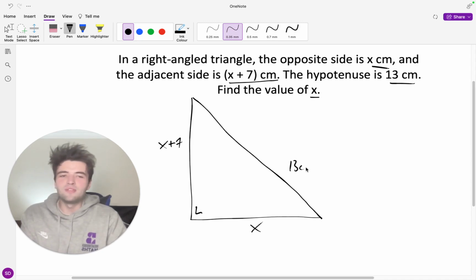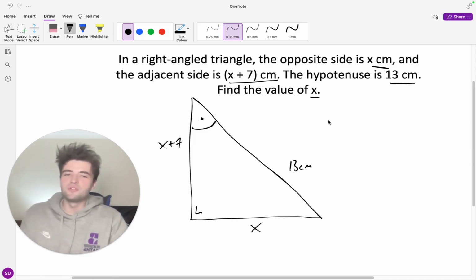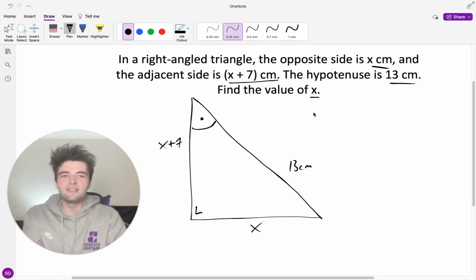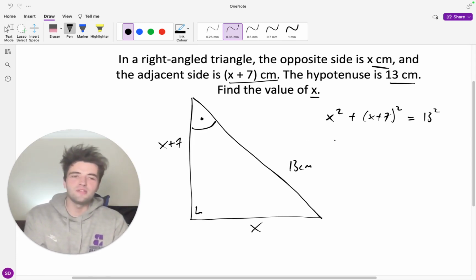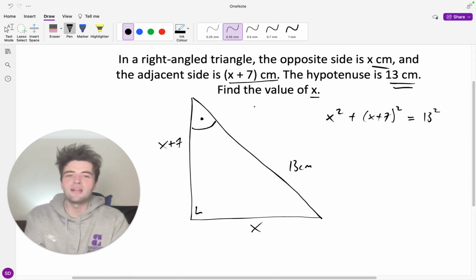And now technically, because we have the knowledge that x is the opposite, we would have an angle in here which x is opposite to, but that's not too important once we draw a triangle correctly. And we basically know that based on the question, this is going to satisfy Pythagoras' theorem. So we're going to have that x squared plus (x plus 7) all squared is going to be equal to 13 squared. So this is based on Pythagoras' theorem, again because we know the hypotenuse is 13 and the smaller sides are x and x plus 7.